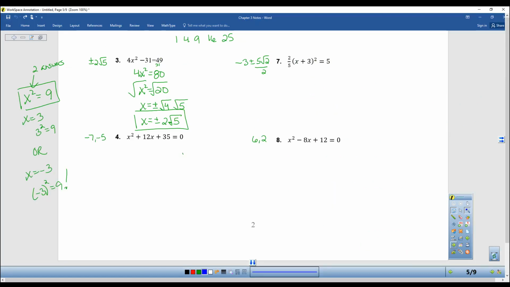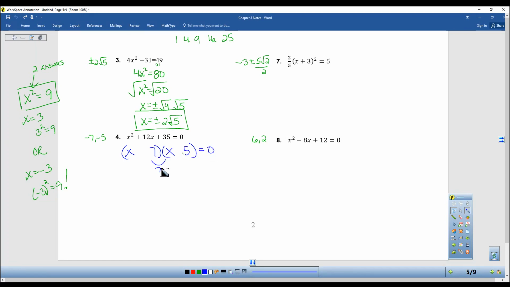I'm just going to keep plugging away, but by all means, you can stop the video anytime and do your own thing. This one's already equal to 0. How lovely. So I'm going to factor. My only choices are x and x. 35 is 1 and 35 or 7 and 5. I'm going to choose 7 and 5.